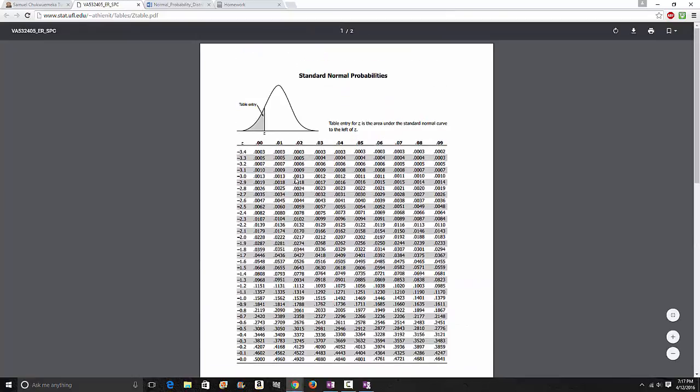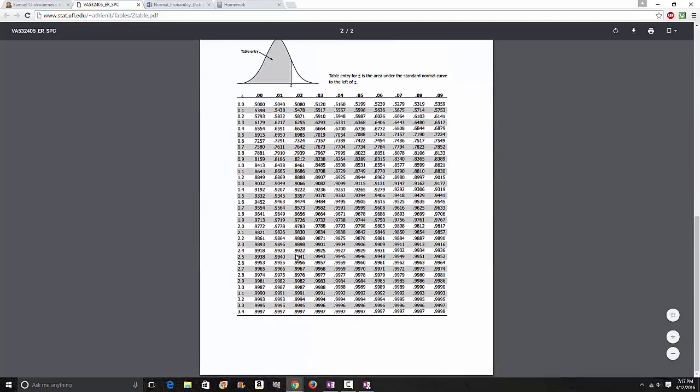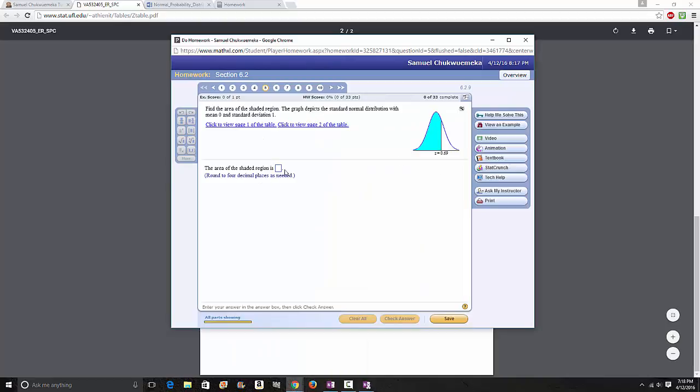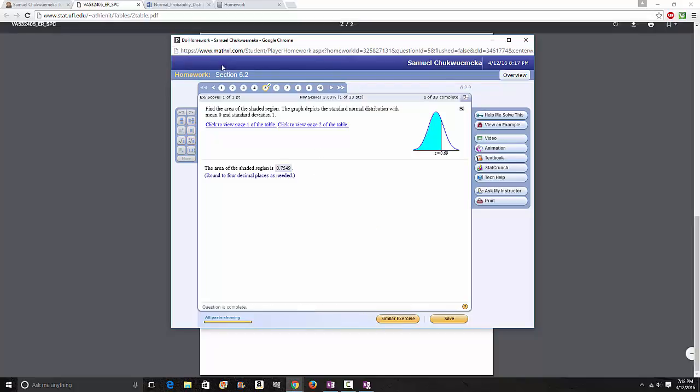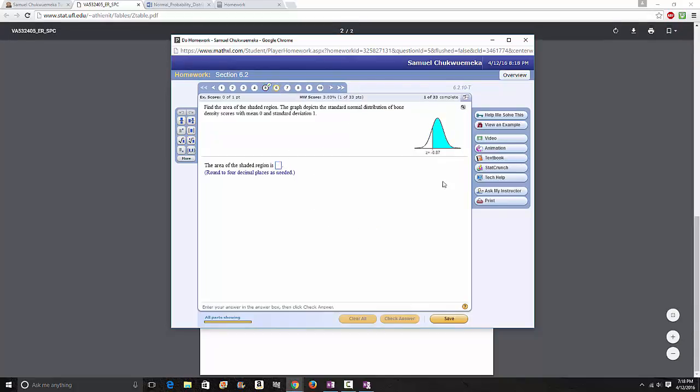Okay, so when you do that here, 0.6 is positive, so you don't use this page. You go down to the next page. So this is 0.6 under 0.09, and that gives you the area, or the probability, 0.7549. So I come here and I put 0.7549, and that is it. Okay, that's it.